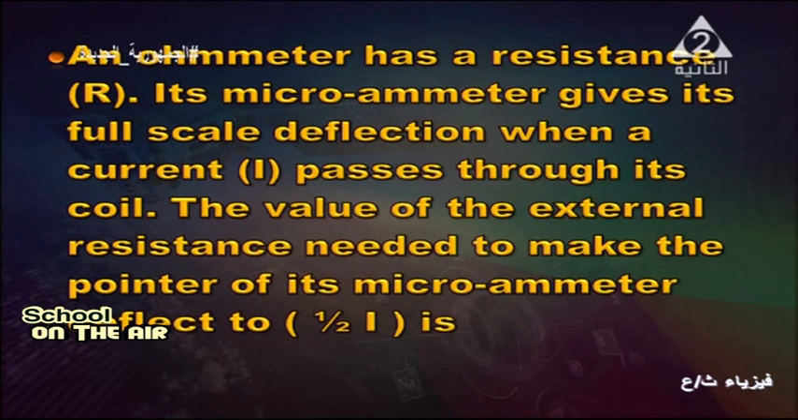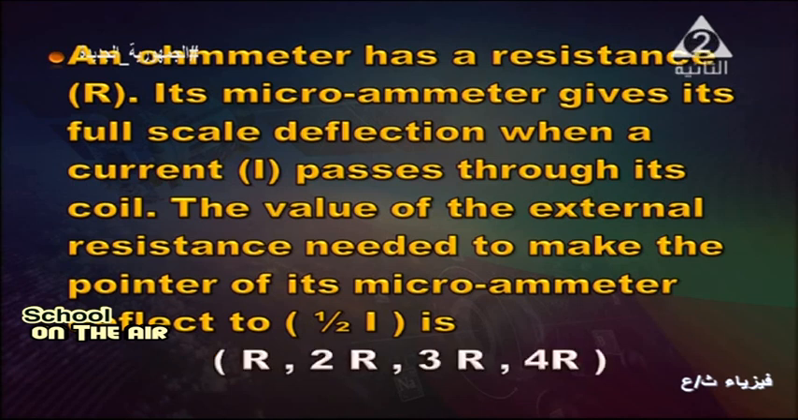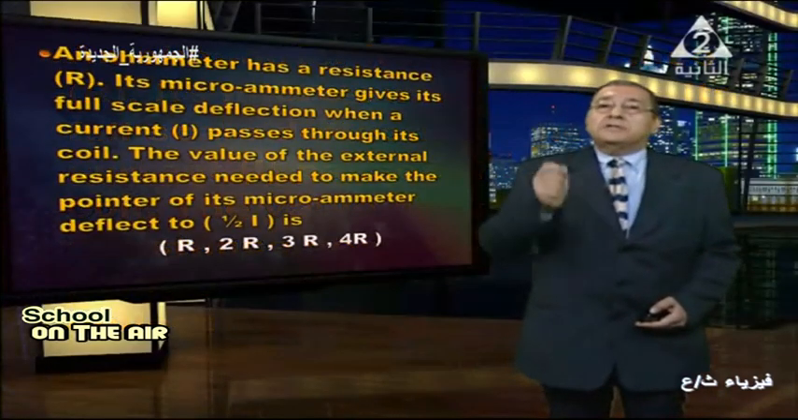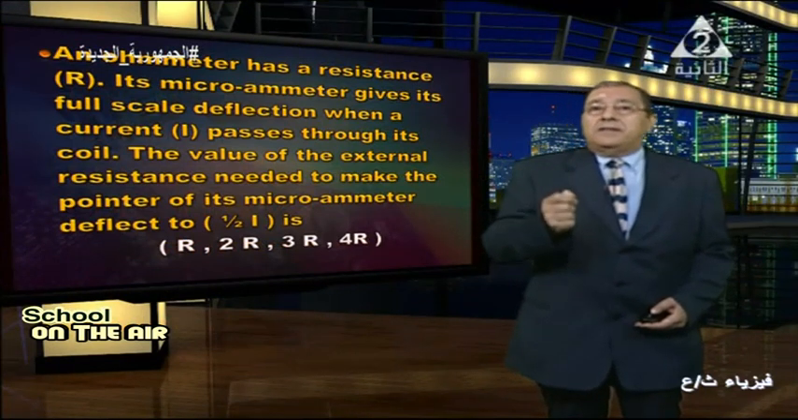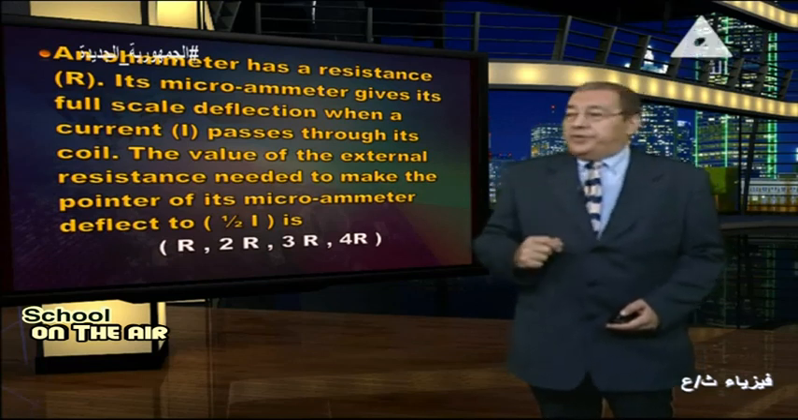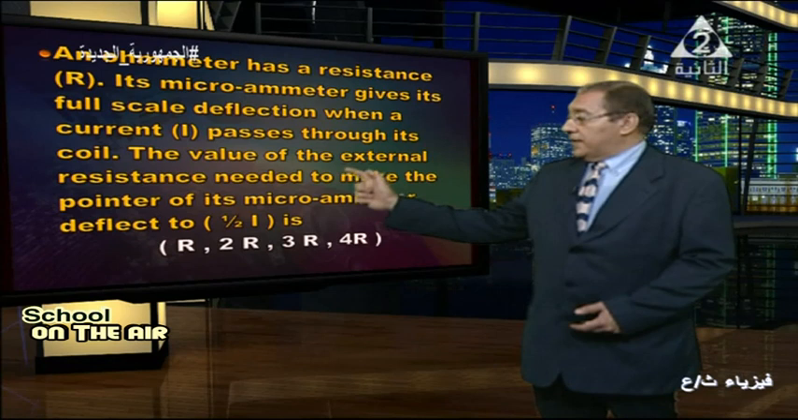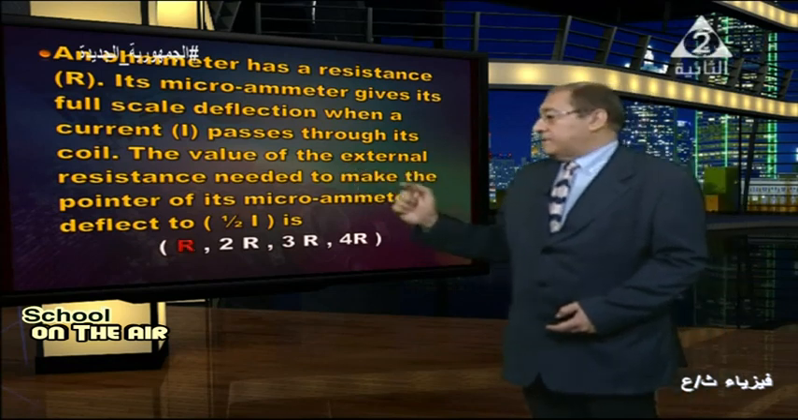Another choice. A microammeter has a resistance R. It gives its full scale deflection when a current I passes through the coil. The value of the external resistance needed to make the pointer of the microammeter deflect to half the initial is R, 2R, 3R, or 4R. This is very important. To give half deflection, the device is connected to another external resistance which has the same value as the resistance of the ammeter. So the right answer is, of course, R. Remember this because this is very important.